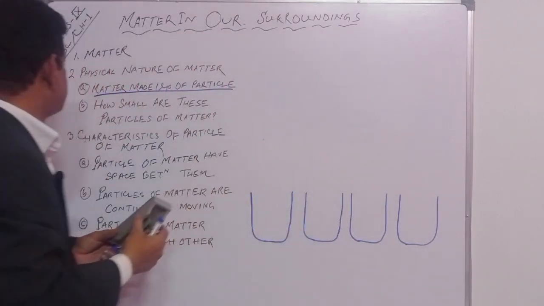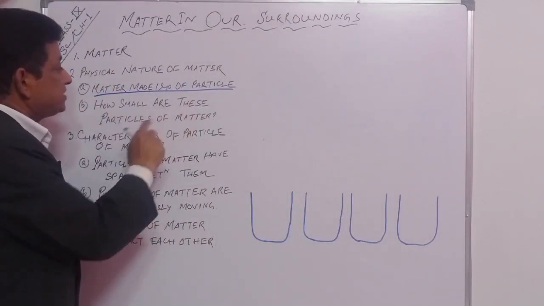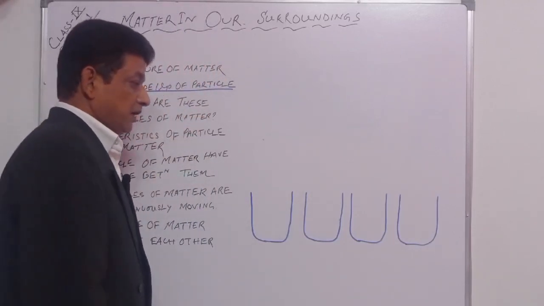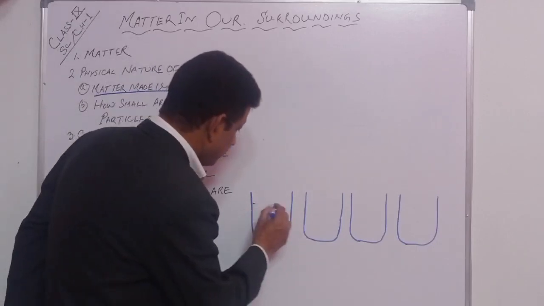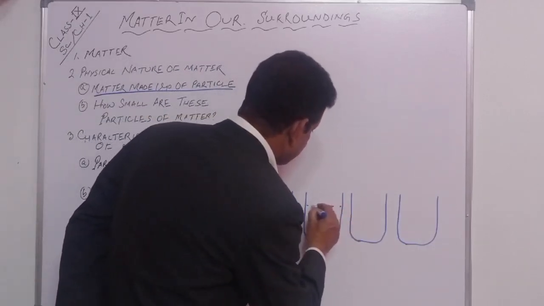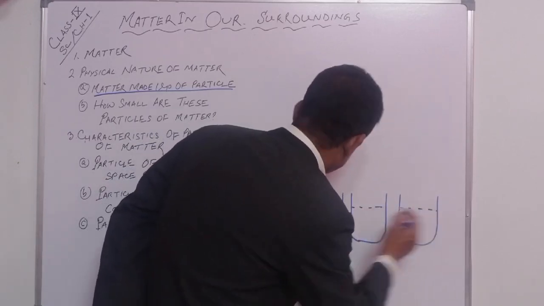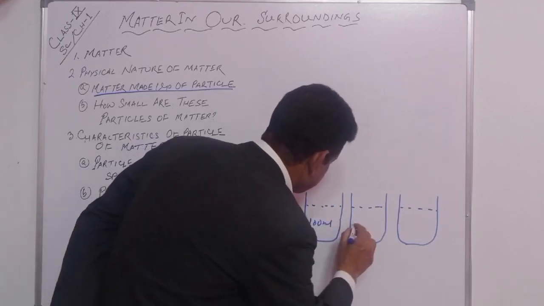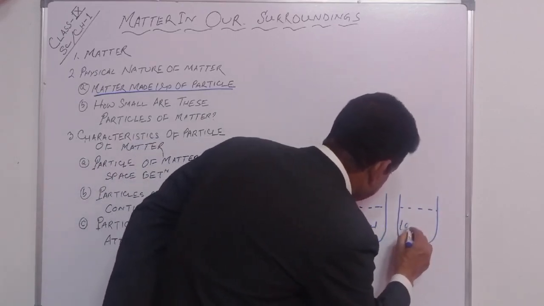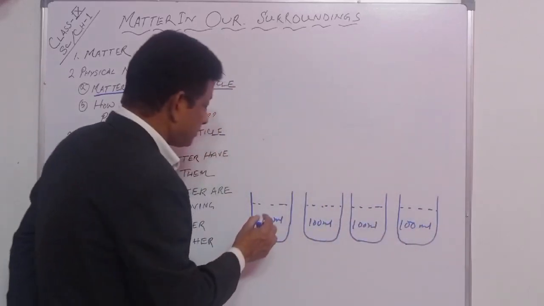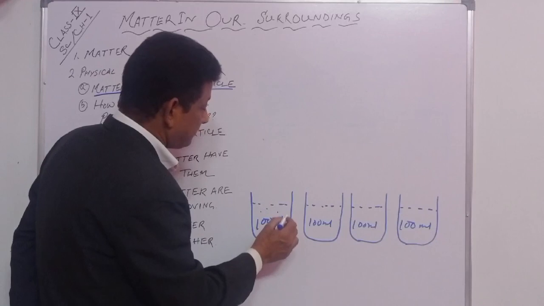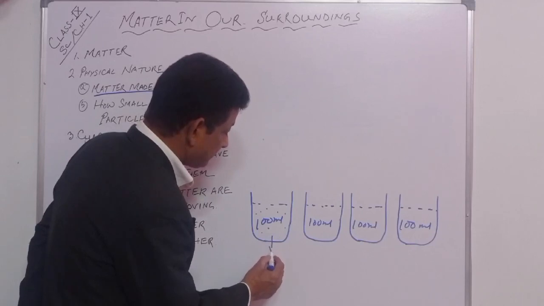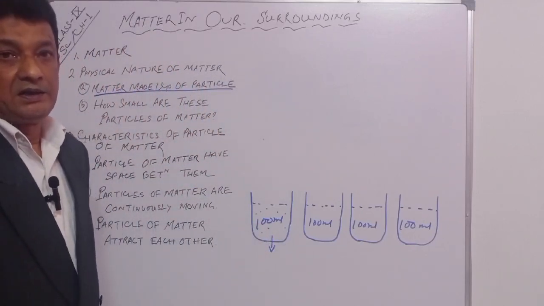So next is how small are these particles of matter. तो पार्टिकल कितना छोटा होता है, ये देखने के लिए हम लोग एक एक्सपेरिमेंट कर सकते हैं. Suppose we will take 4 beakers filled with 100 ml water. We will put a few grains of potassium permanganate. So after some time it will show pink color.